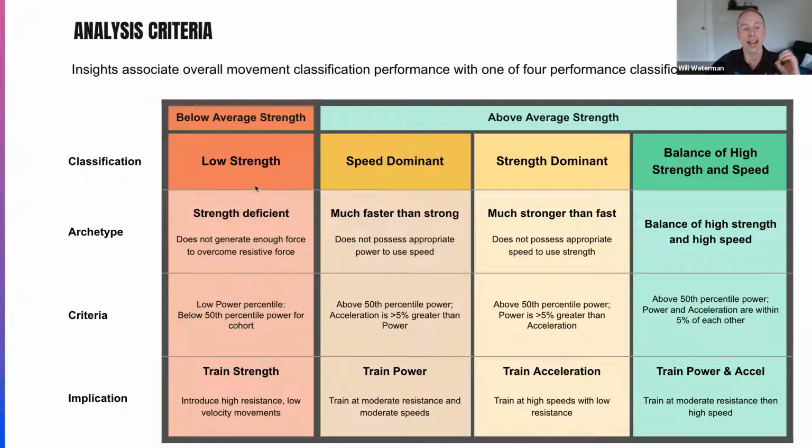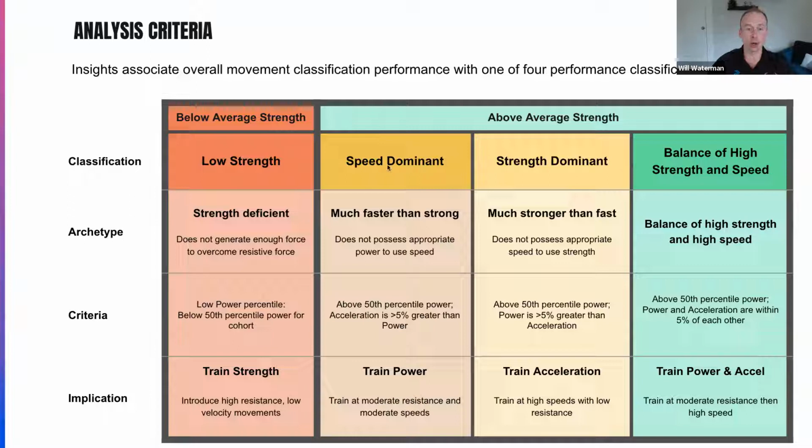So if a movement gets categorized as low strength, basically the criteria for that is if you're below the 50th percentile for your cohort, for whatever that cohort may be, then we automatically put you in the low strength category. And the implication there is you need to train high resistance, low velocity movements, okay? So just keep that in mind. If your power percentile is above the 50th percentile, so that's this line here, anything above that, we're saying, okay, now let's look at the difference between your power and your acceleration to determine which one you need to focus on.